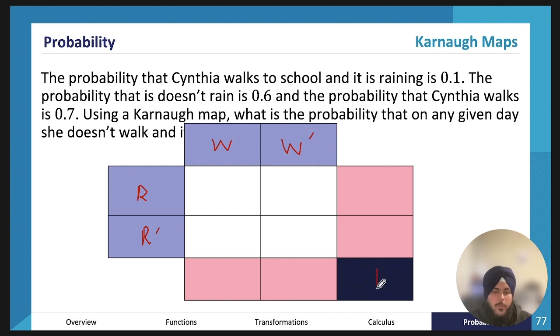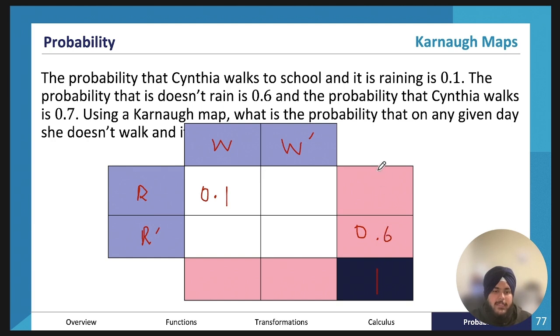And remember, the total probability is always equal to 1. So the probability that Cynthia walks to school and it is raining is 0.1. So therefore, 0.1 will go here. The probability that it doesn't rain, so no rain, is 0.6. So just the probability of no rain. We're not looking specifically for walking to school or not walking. We're just looking at the probability of no rain, which is 0.6.